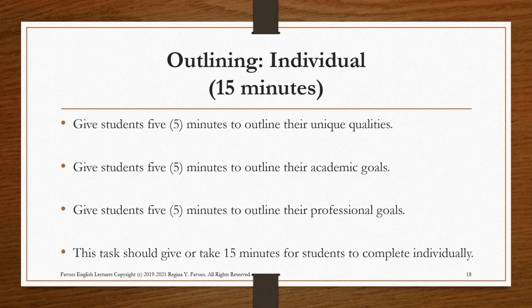And then of course, professional goals, it may be implied that if your major is accounting, you want to become an accountant, or your major is engineering and you want to become an engineer. That may be implied as your professional goal. You want to work as an engineer or an accountant or as a teacher in those particular fields.